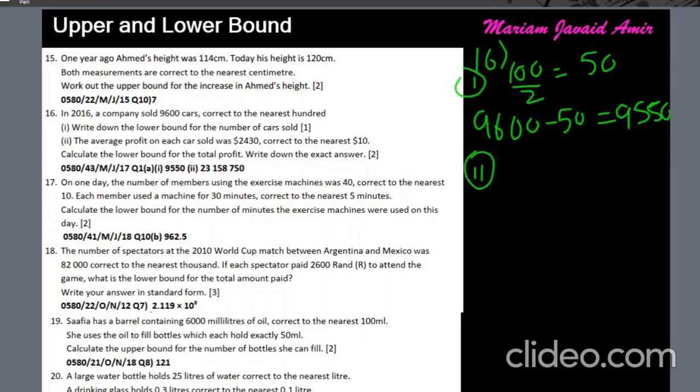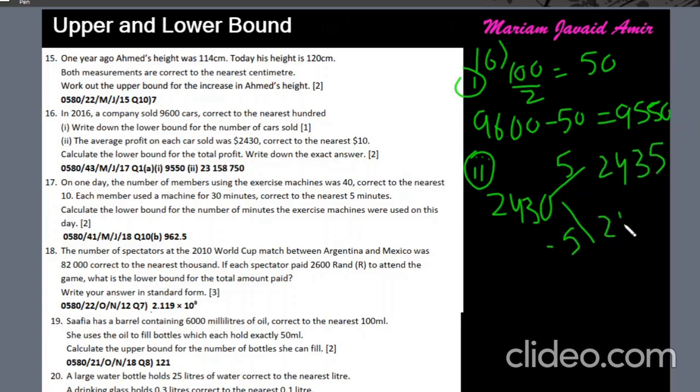16.2. The average profit on each car sold was 2430, correct to the nearest 10. Calculate the lower bound for the total profit, write down the exact answer. Alright, so we need the lower bound for the profit, and the average profit was 2430, correct to the nearest 10 means add 5 or subtract 5. So 2435 is its upper bound and 2425 is its lower bound. Okay, calculate the lower bound for the total profit.